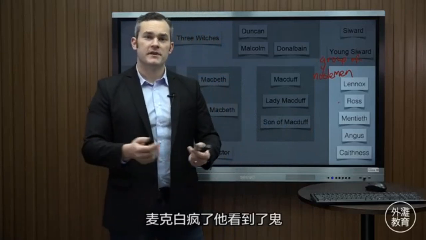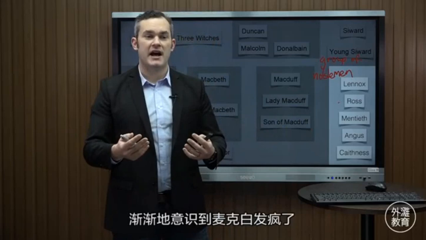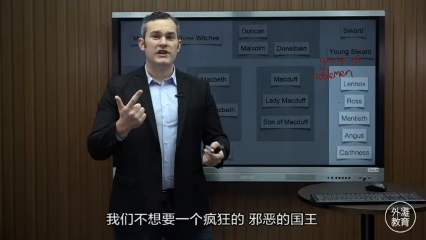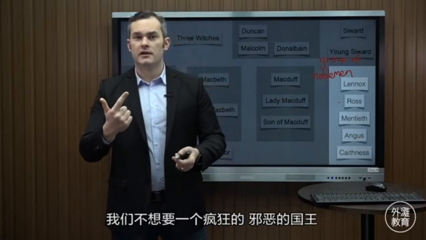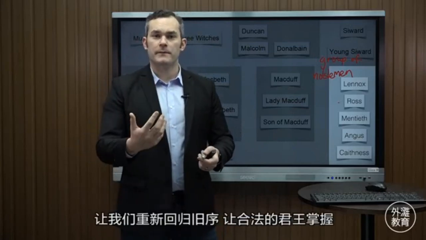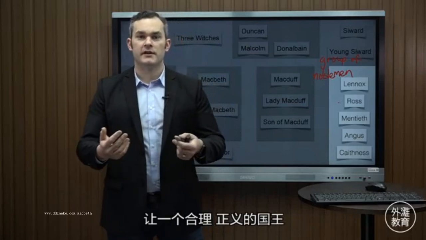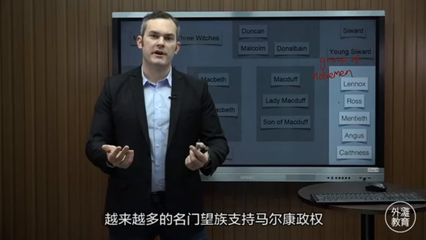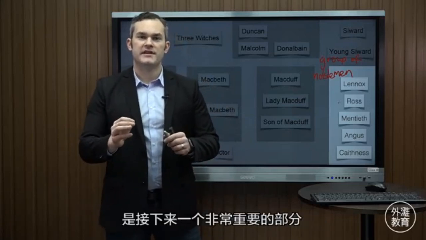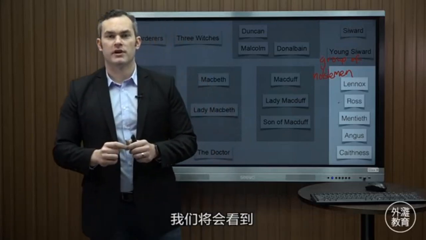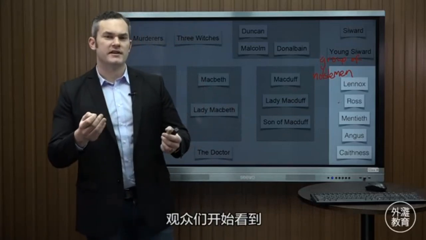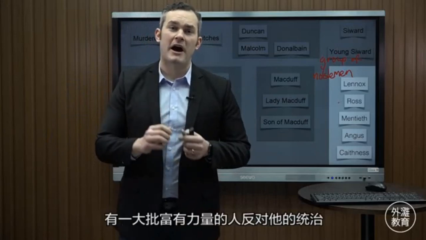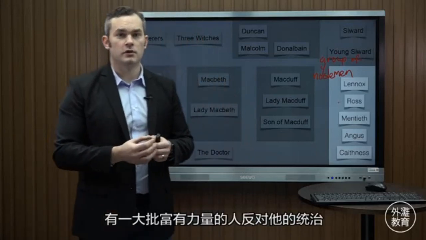He's seeing ghosts. So they slowly, gradually decide Macbeth is crazy. He probably killed Duncan. We don't want to have a crazy, evil king. Let's be loyal to Malcolm, and let's restore the rightful king to the throne of Scotland. So this kind of gradual process of the noblemen becoming loyal to Malcolm is an important part of the falling action, as we begin to see as the audience that Macbeth is not going to get to be king for that long of a time. There are a lot of powerful people opposed to his rule.